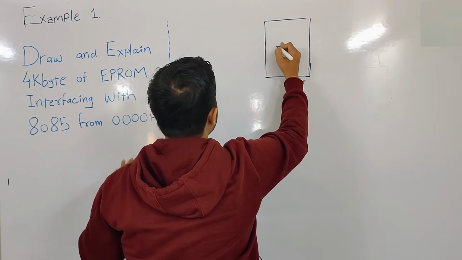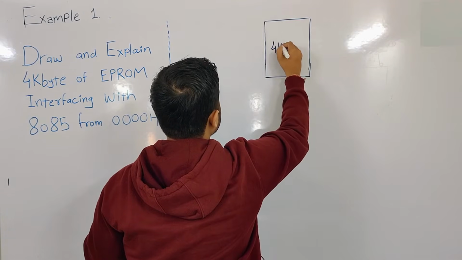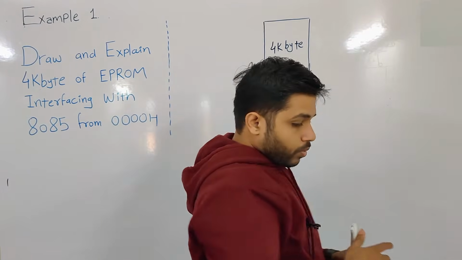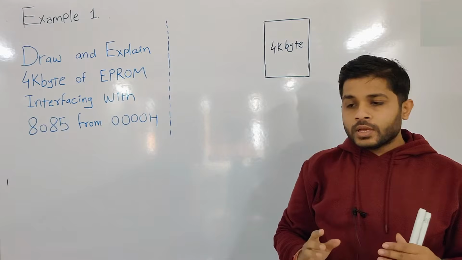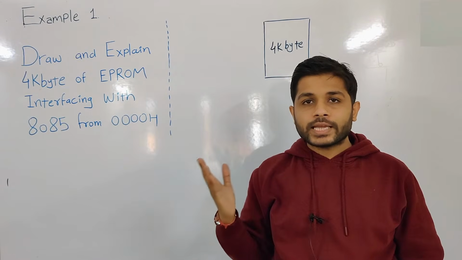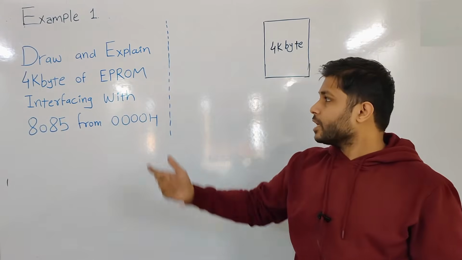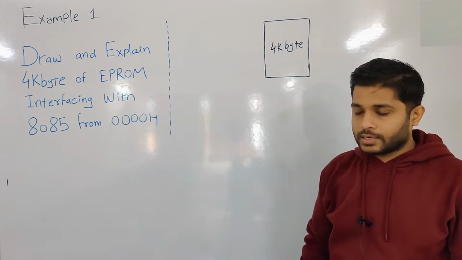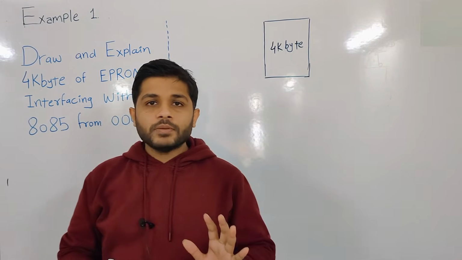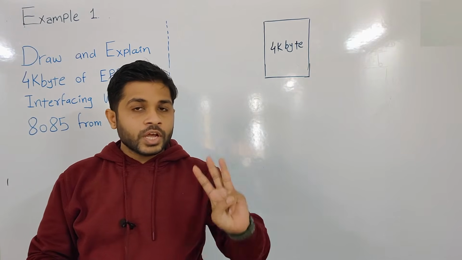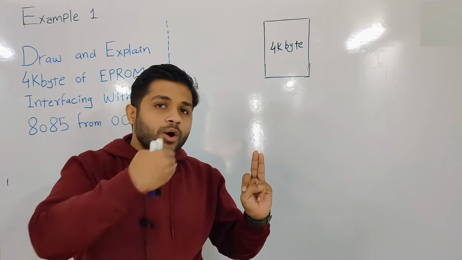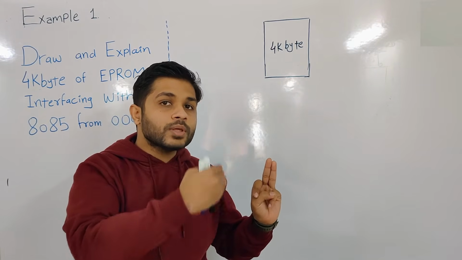Now the size of the memory is 4K byte. Always remember students, the memory can be of two types, either RAM or ROM. Right now in this example ROM is asked. One more thing, in every memory there will be 3 main connections. The first connection is the address bus. The address bus which is coming out of the microprocessor will be connected to the memory.